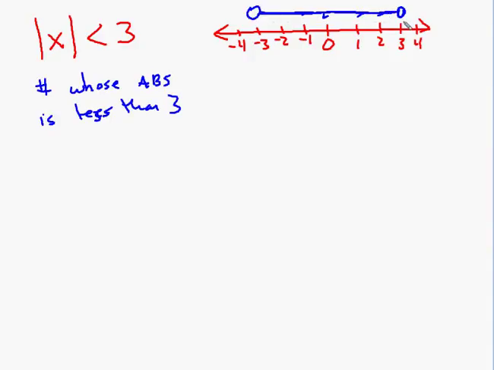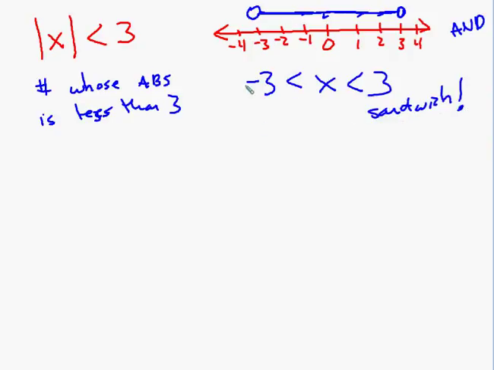So all of these, right? That looks an awful lot like a conjunction. And. You see what I mean? So how do we do this? Well, it's between that. Negative 3 is less than x is less than 3. It's sandwiched. See? Sandwich. And we're done.